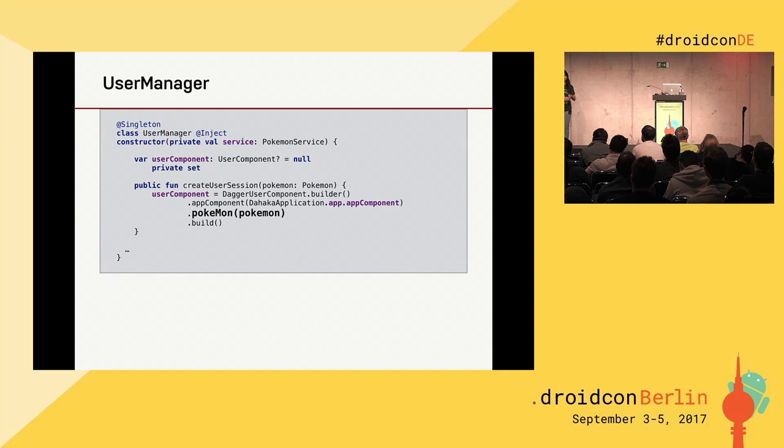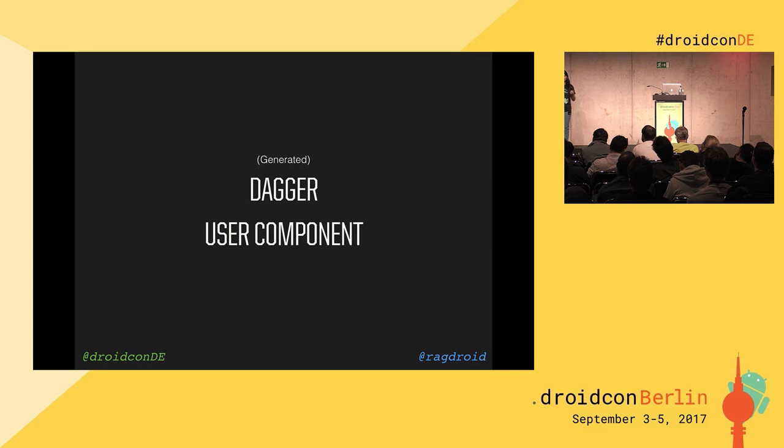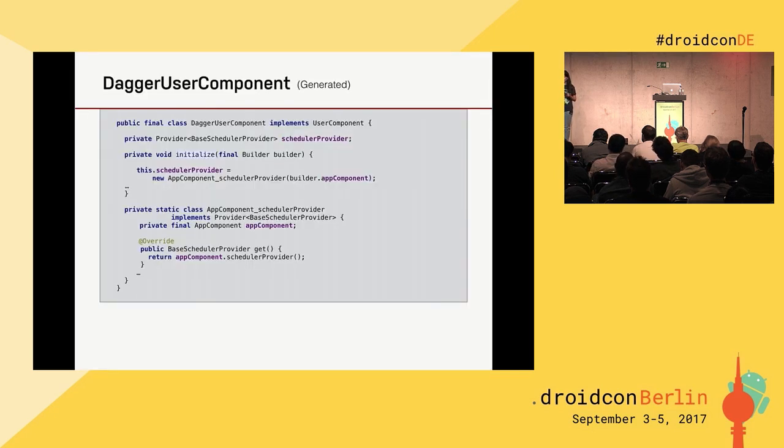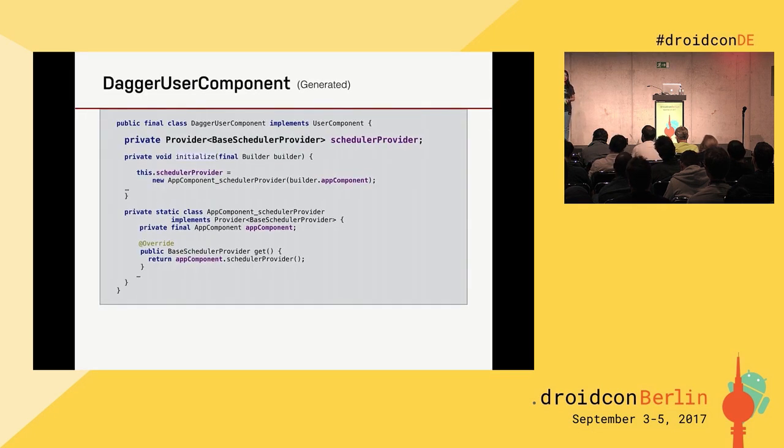And in that, we'll get the Pokemon from server, and we'll instantiate this particular user component at that time. So what gets generated in this case? Let's see. So again, we needed that scheduler provider. So we have an instance of scheduler provider, which Dagger keeps.